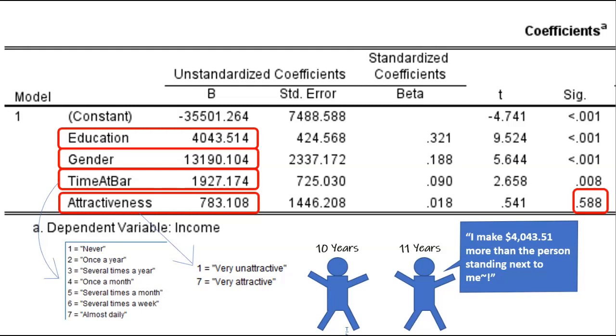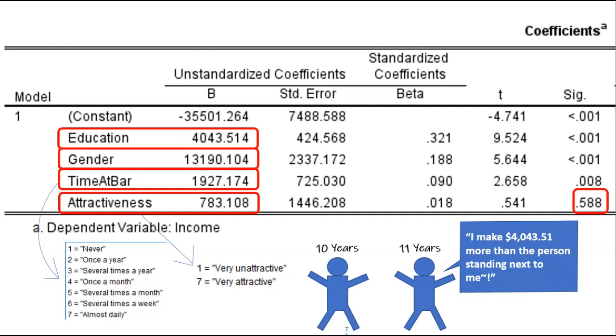If we assume that the null hypothesis that the coefficient for attractiveness is 0 is true, then what are the chances that we would observe a coefficient as large as what's reported here, which is 783.108, purely by random chance? The answer is 58.8%, which is roughly 60%, and is too high that we are unable to reject the null hypothesis.